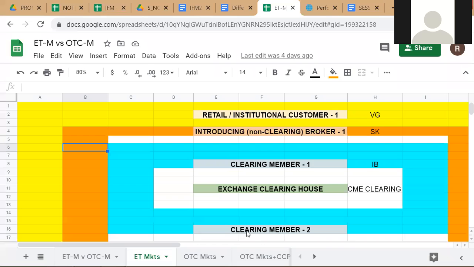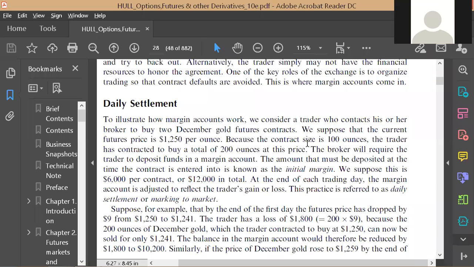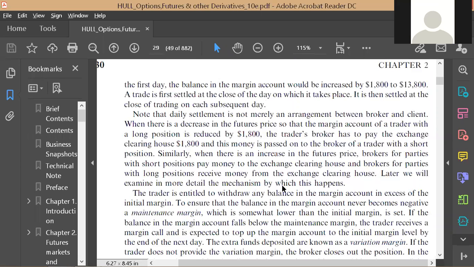Okay, no problem. So the system, how it works, as you can see here, is that when you enter into a contract, from the day that you enter into the contract, there will be a settlement price at the end of the day. Based on that entry price and the settlement price, if you lose a certain amount, you can see these losses being shown here.